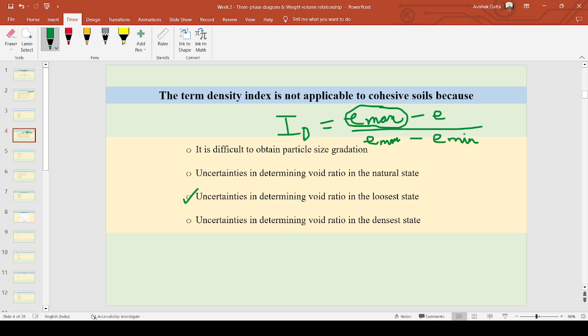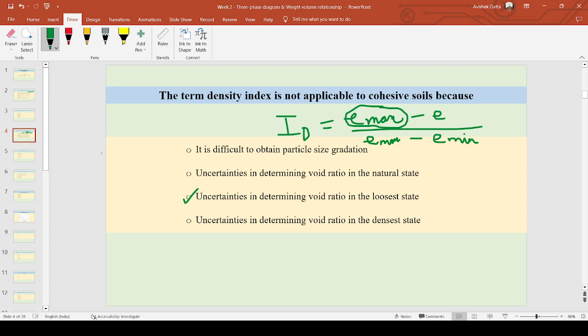Is it clear? Yes, sir. So in the laboratory, E max is very difficult to find, and if it can at all be found out, there will be many uncertainties attached to it. So it is better to avoid this term for cohesive soils. Yes, E max, loose state.